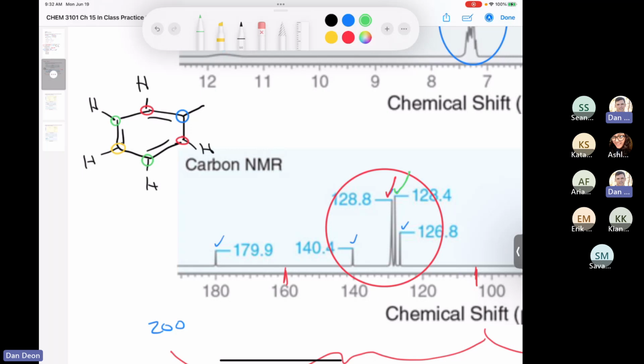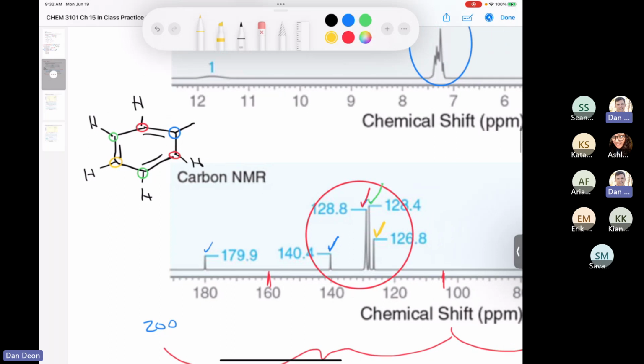Then I have the blue one, would be the one with the blue check mark on it. This one here is going to be more de-shielded because there's something attached to it. And then this yellow check mark here, that represents the yellow carbon. So again, peak height, can you always go off of that? No, but if it's twice as big, it probably means there's twice as many.